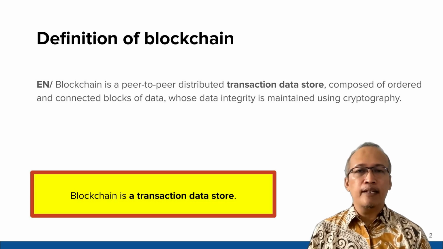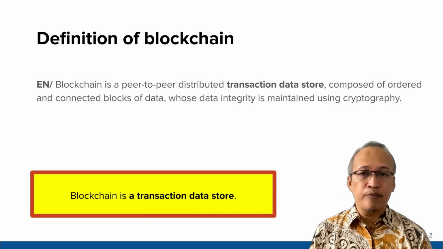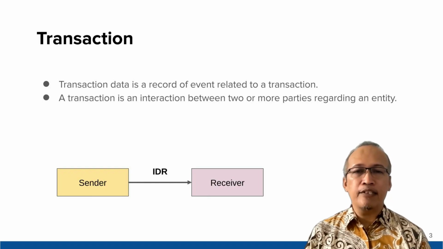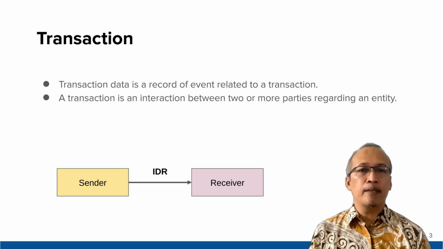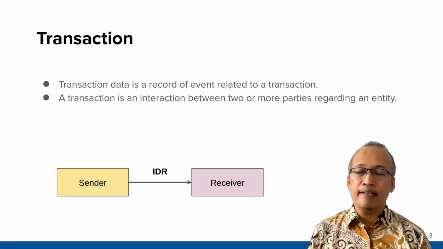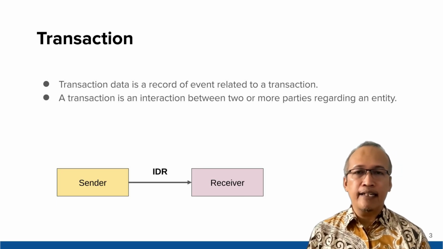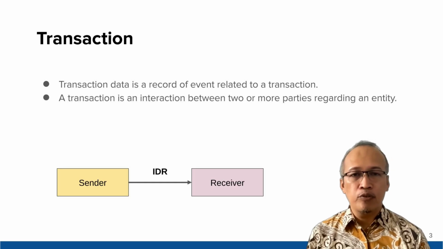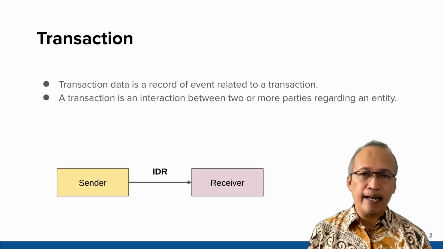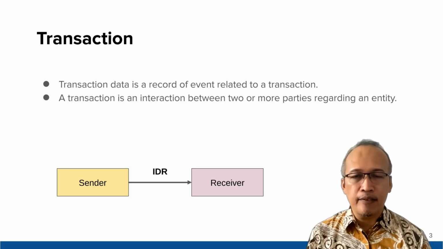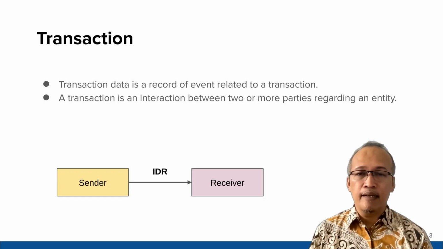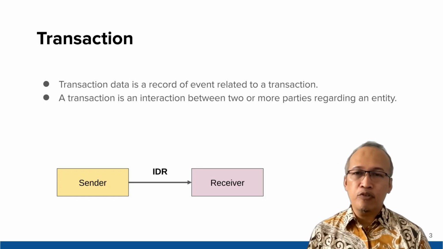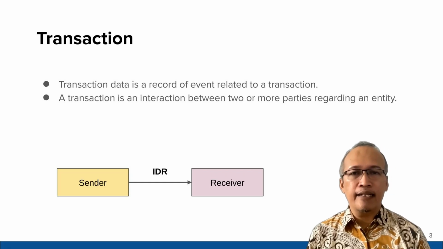But first, what counts as a transaction? Let's break that down. A transaction is an interaction between two or more parties regarding an entity. Let's unpack that with a simple example. Imagine you send your friend some money, say 100,000 rupiah. That's a transaction. There's a sender, you, a receiver, your friend, and an entity being transferred, the money. Or think about it this way. Any transfer from one party to another, that's a transaction. It could be money, it could be goods, it could be information. As long as there's an interaction between parties, we've got a transaction.